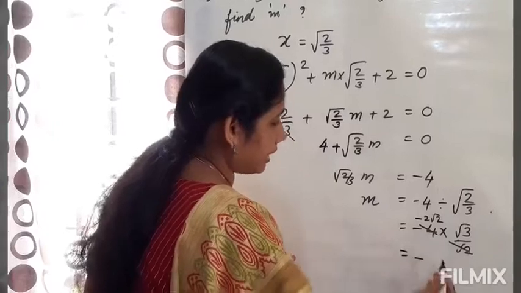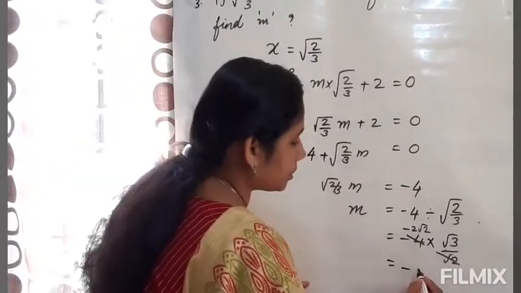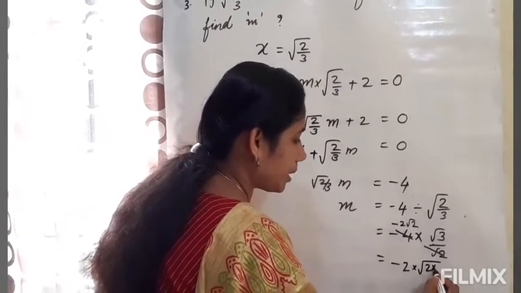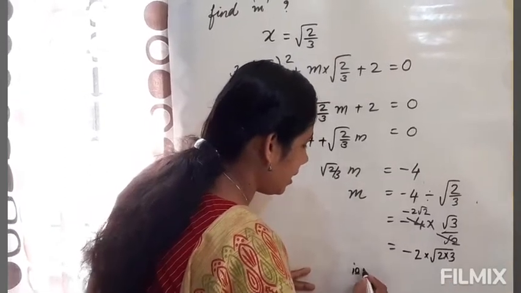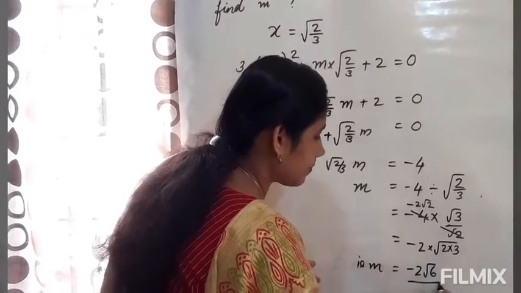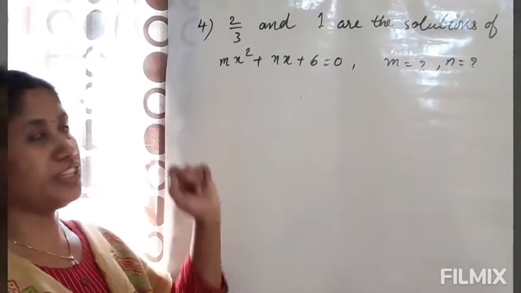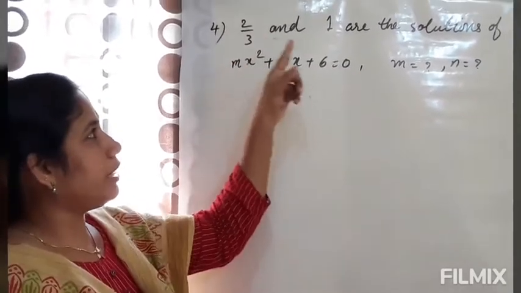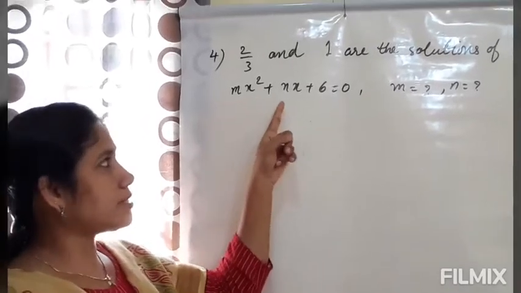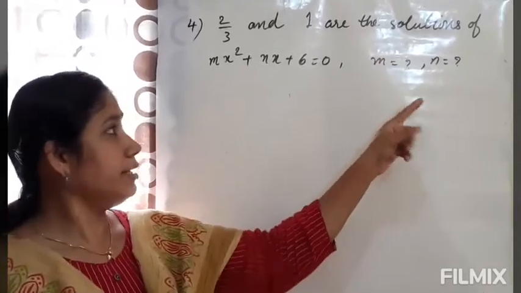So the answer is negative root 2 into root 3. We can write in a single root. That is 2 into square root of 2 into 3. That is m is equal to negative 2 root 6. This is the value of m. Next is question number 4. 2 by 3 and 1 are the solutions of the equation mx square plus nx plus 6 equal to 0. Find the values of m and n.